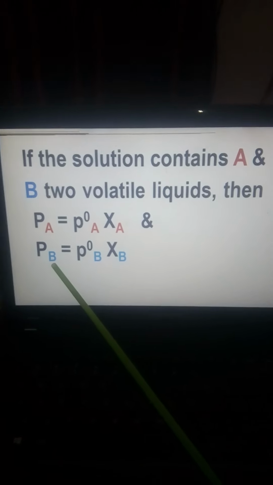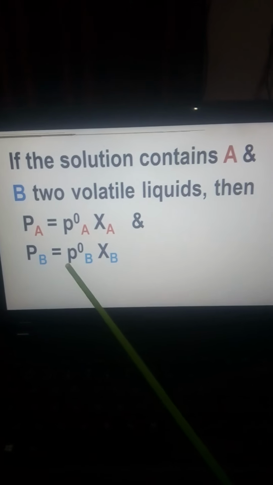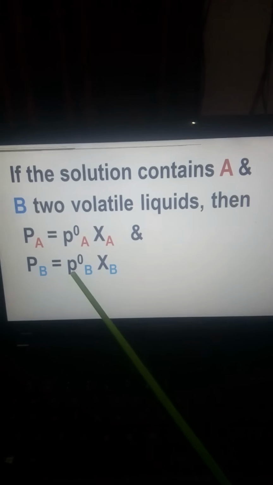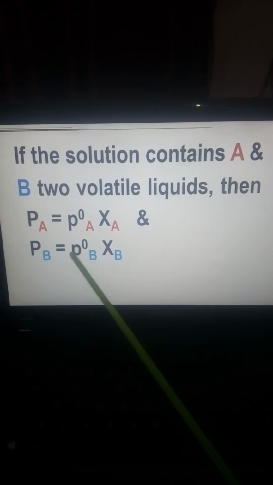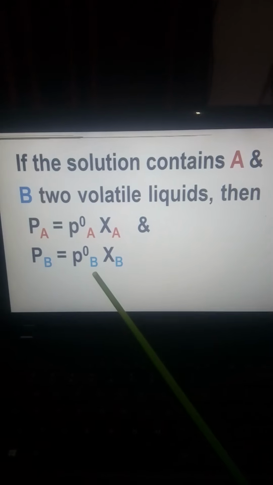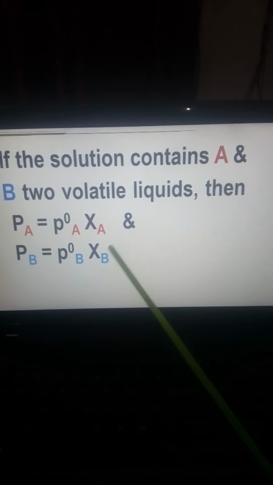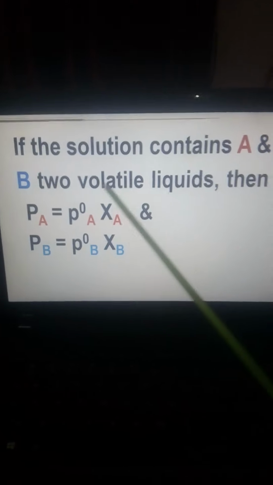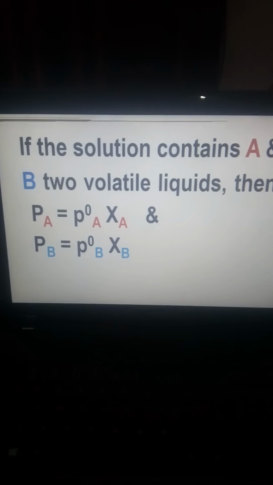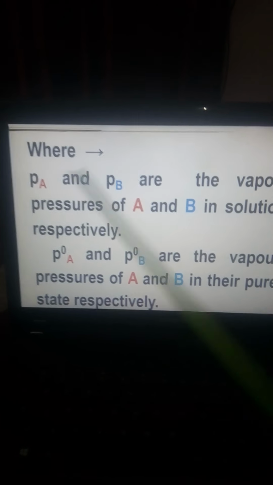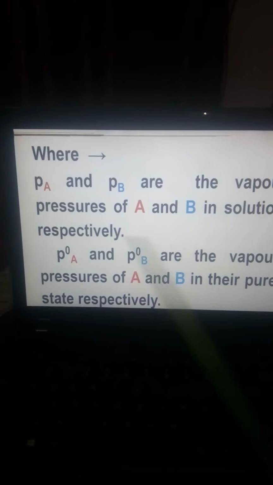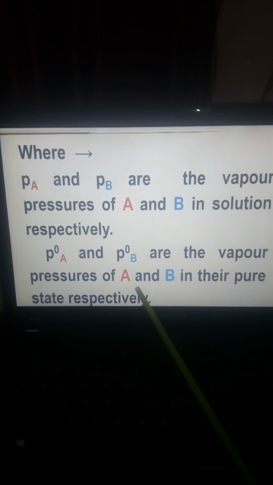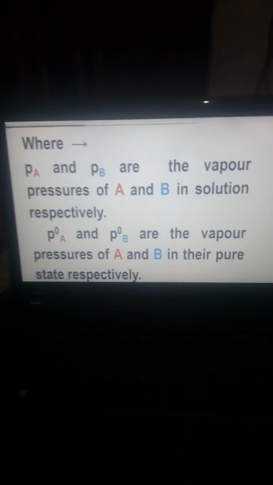Similarly, PB, the partial vapor pressure of the component B, will be equal to PB naught, that is the vapor pressure of the component B in its pure state, into the mole fraction of B in the solution. So this is the mathematical statement of Raoult's law. Now we will see the second case. Here PA, PB are the vapor pressures of A and B in the solution respectively, and PA naught, PB naught are the vapor pressures of A and B in their pure state respectively.